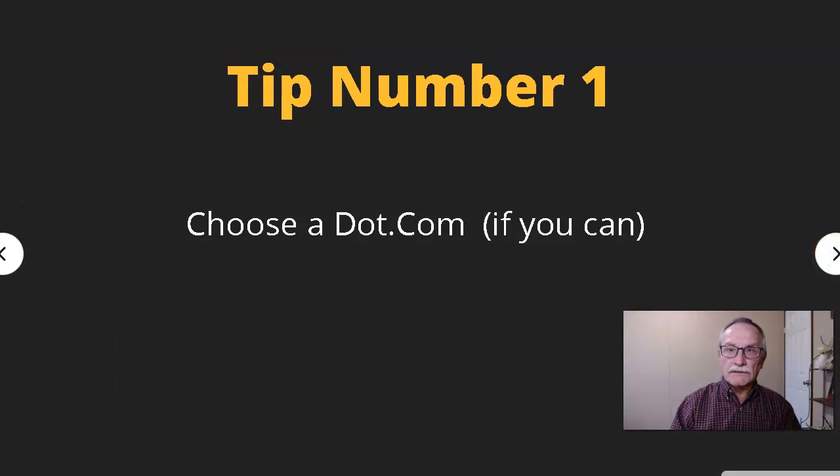Tip number 1, choose a .com if you can. Now, of course, there are all kinds of domain names like .net, .org, .tv, etc. But the public has been trained through the years to think of almost all domain names as .com. So if you can get a .com in your chosen domain name, do that. If not, choose the next best thing, which would be .net or .org.